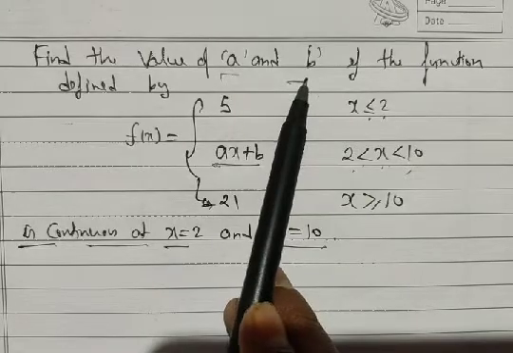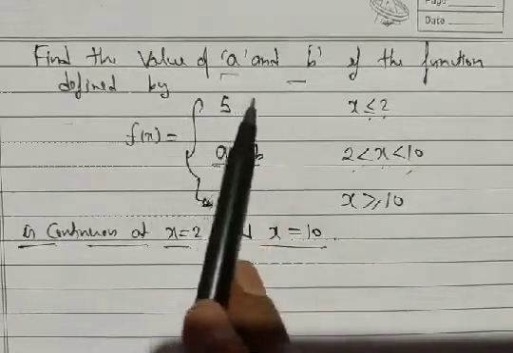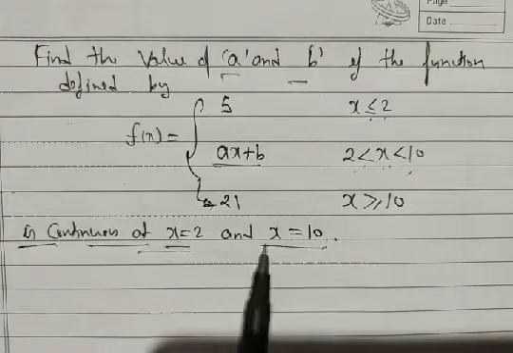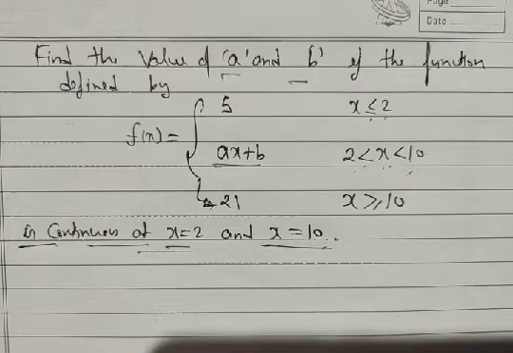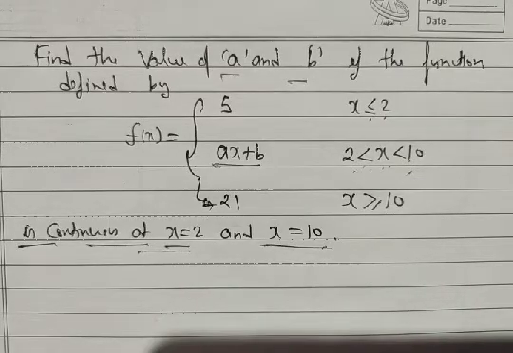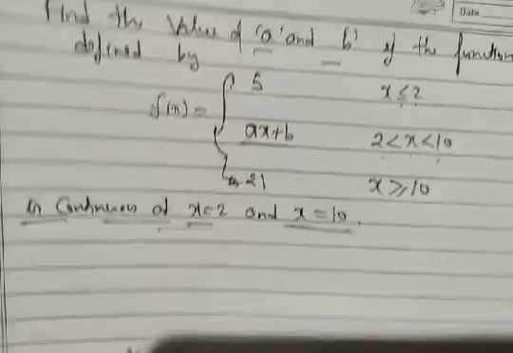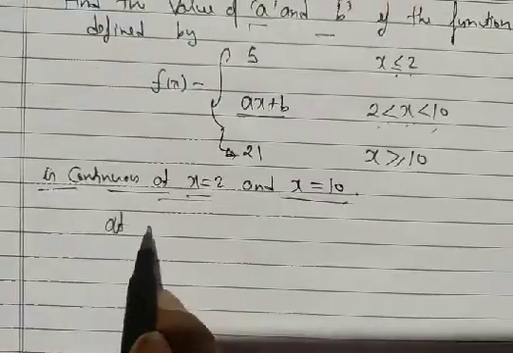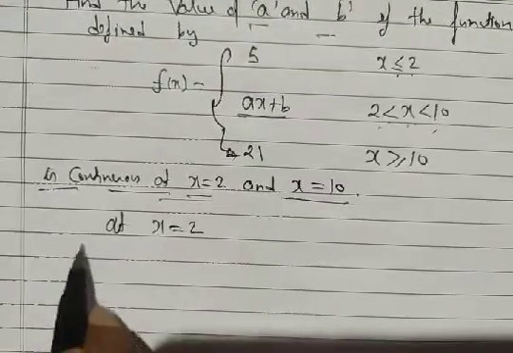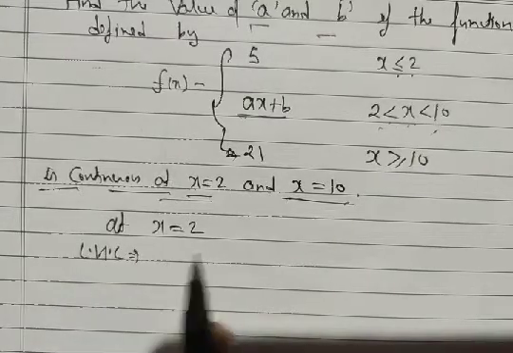It is mentioned in the problem that this function is continuous at x equal to 2 and x equal to 10. It means our left hand limit and right hand limit at x equal to 2 exist and they are equal to each other. Also our left hand limit and right hand limit exist at the point x equal to 10 and they are equal to each other. Then we are going to start first at x equal to 2.